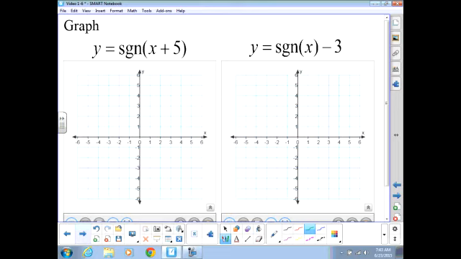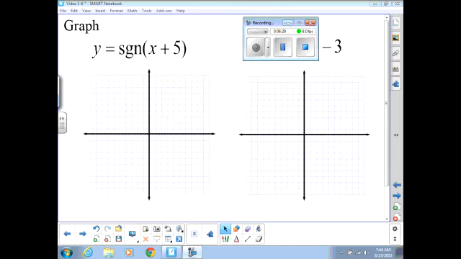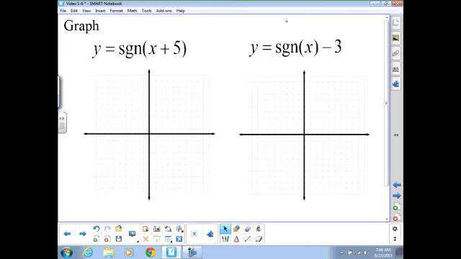So our spot that was at 0 is now at negative 5. So again, we'll plot that point that was at 0 at negative 5, and then we'll have the open circle above going to the right, open circle below going to the left, because we just took our original signum function and shifted it 5 to the left.